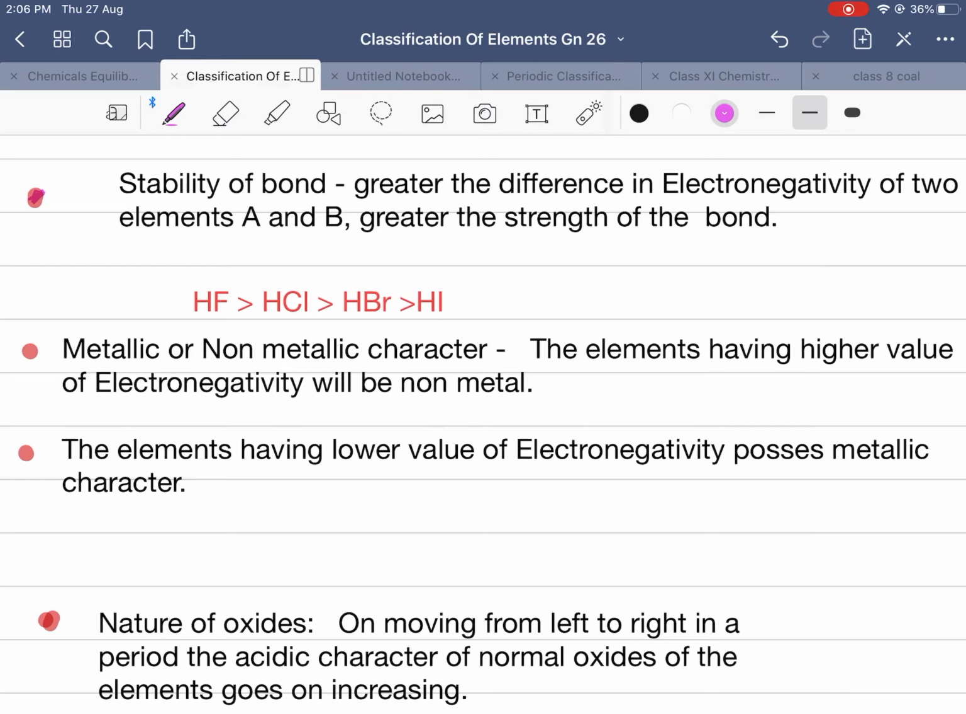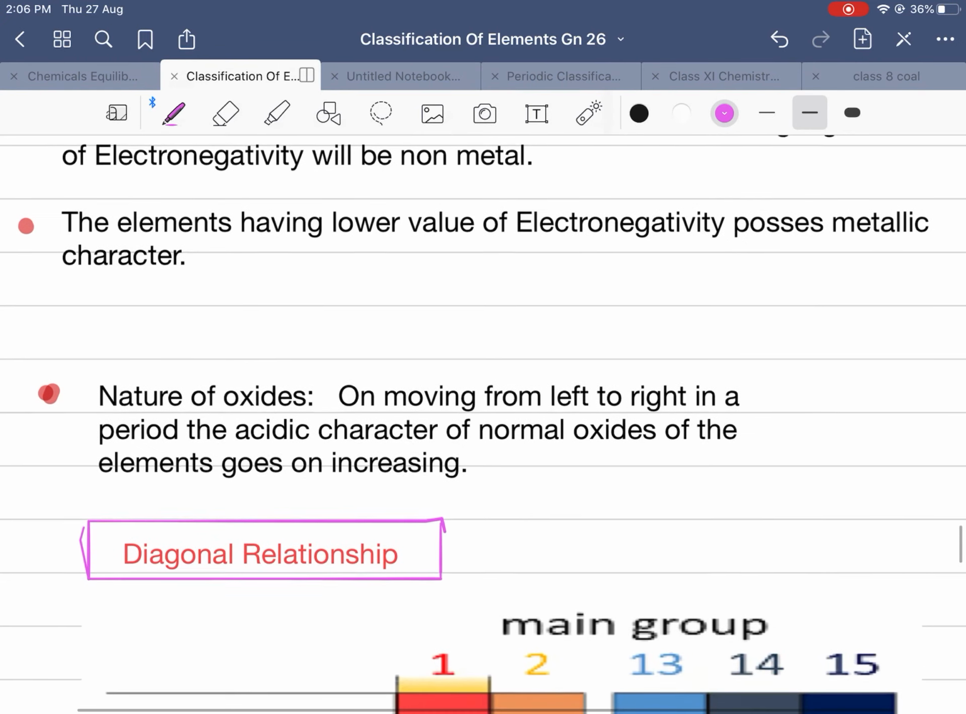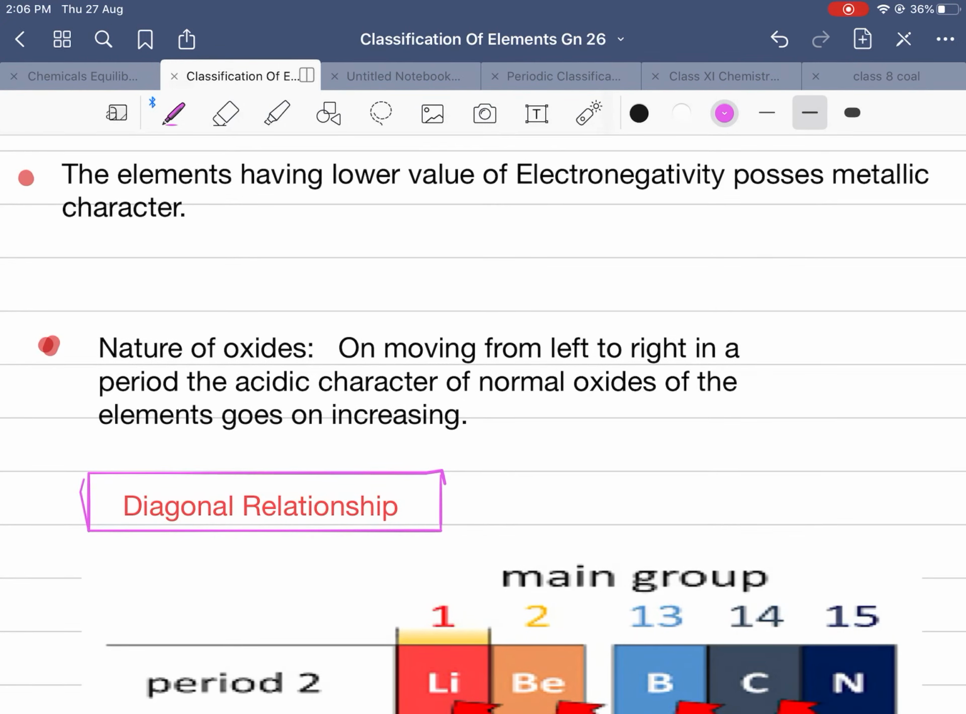Metallic or non-metallic character is also shown by the electronegativity of the elements. Elements having a higher value of electronegativity will be non-metals, and elements having a lower value of electronegativity show metallic character. And on moving from left to right in a period, the acidic character of the normal oxides of the elements goes on increasing.